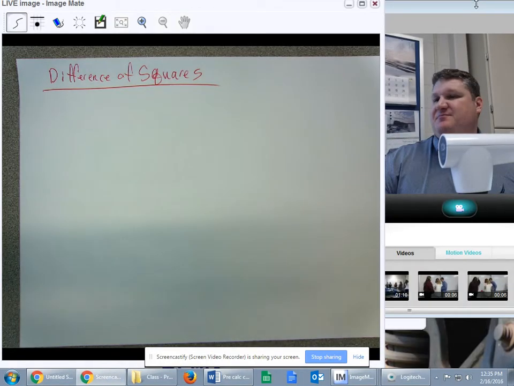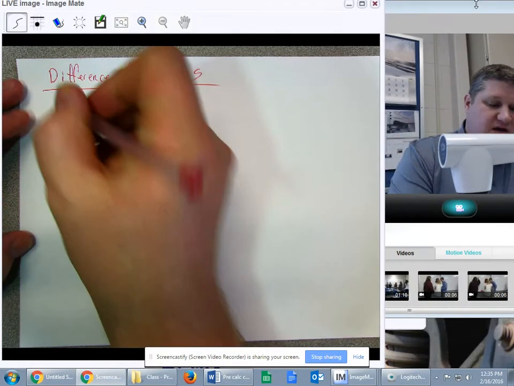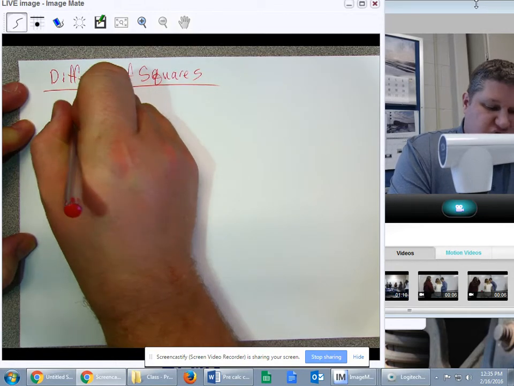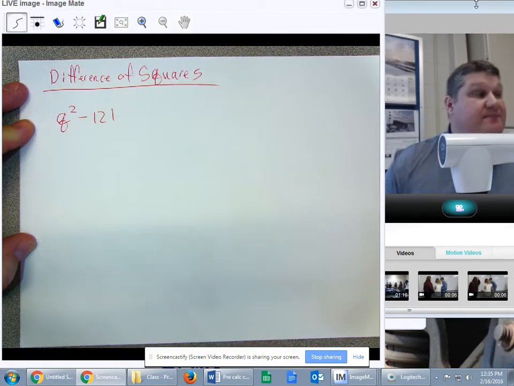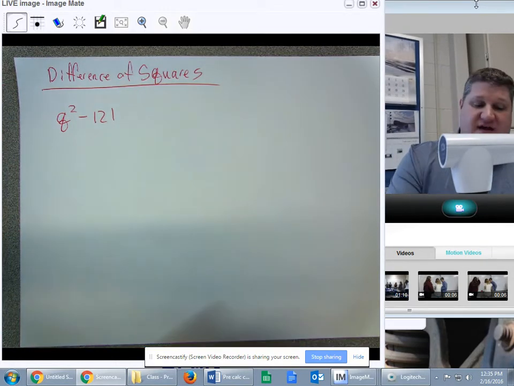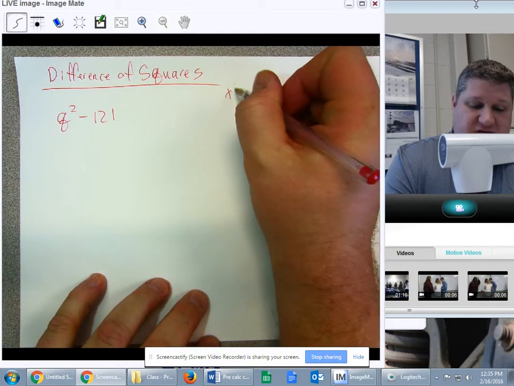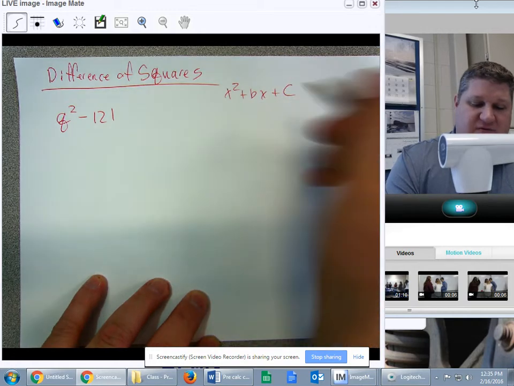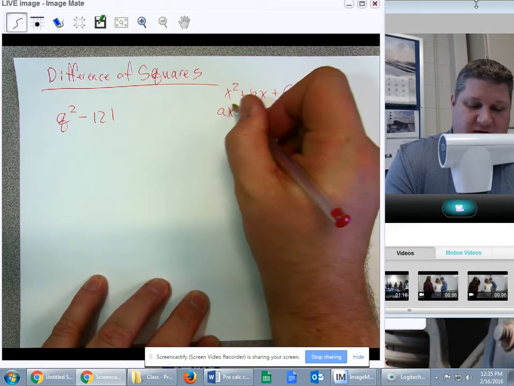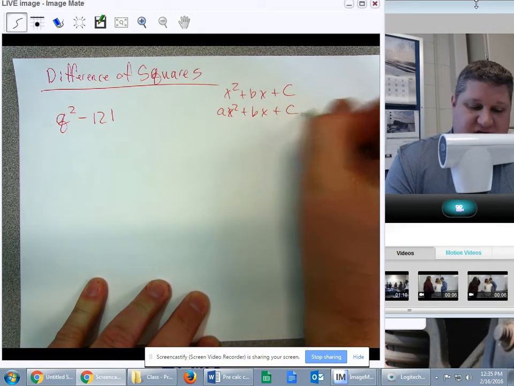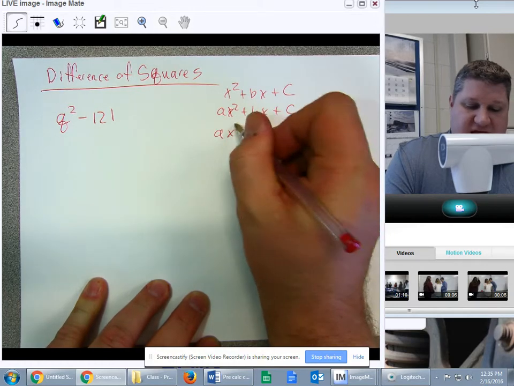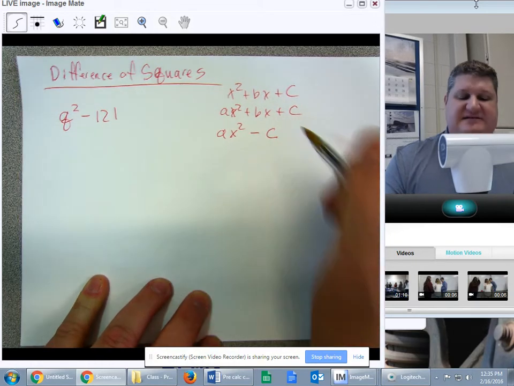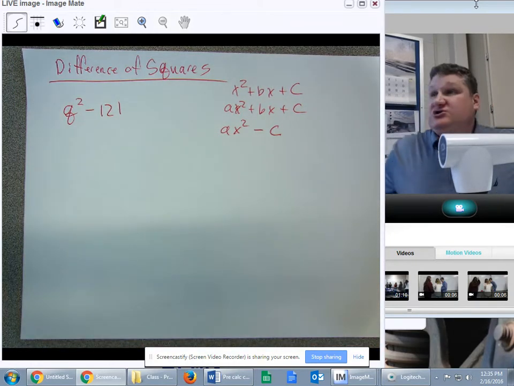Okay, next piece of the puzzle, difference of squares. In this case, we have q squared minus 121. This is different in that, unlike ax squared plus bx plus c, here all you have is ax squared minus c, and there is no middle term.